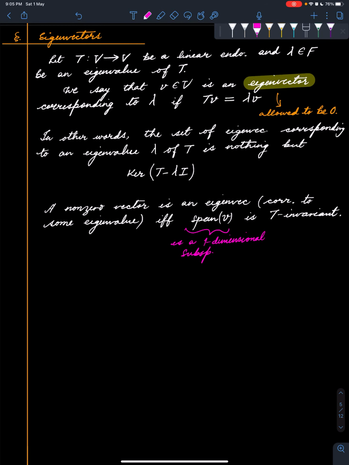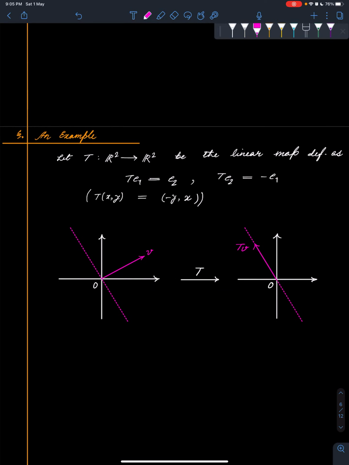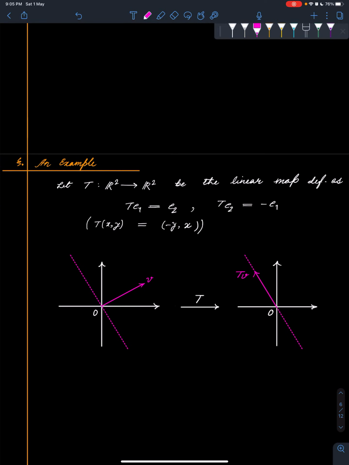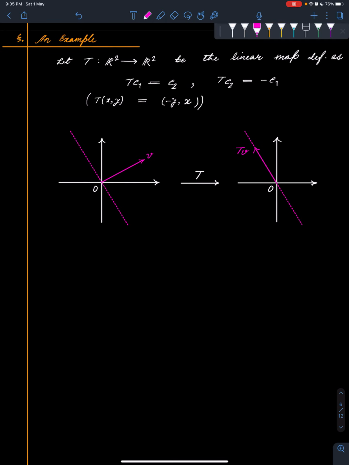Alright, so that's eigenvectors. Now let's see an example, where one could ask the question: do eigenvalues always exist? Suppose I have a linear endomorphism. Can we always say that there is at least one eigenvalue of this endomorphism? And this example shows that no, that is not the case. So consider this real vector space R2, and we have a linear endomorphism defined in this way.